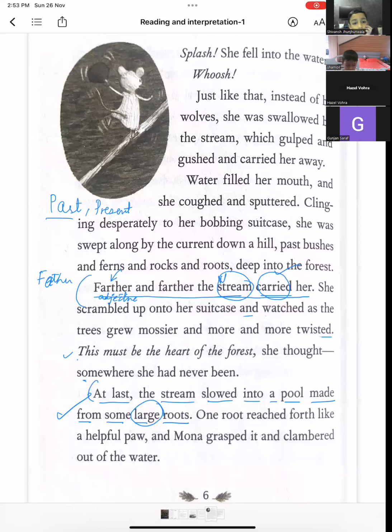Just like that, instead of by wolves, she was swallowed by the stream, which gulped and gushed and carried her away. Water filled her mouth, and she coughed and sputtered. Clinging desperately to her bobbing suitcase, she was swept along by the current down a hill. What does current mean here, Shamoil? Current means the waves, I think, basically.